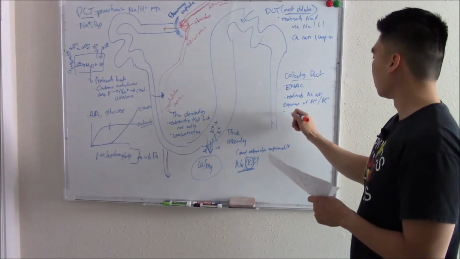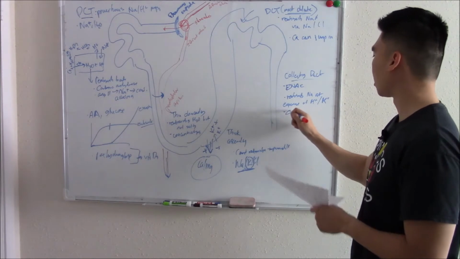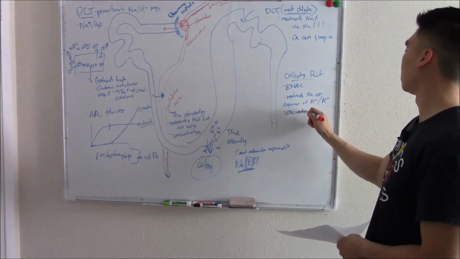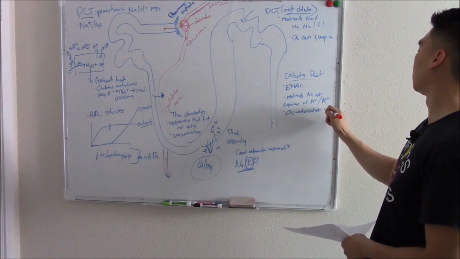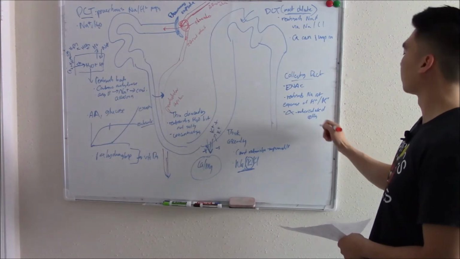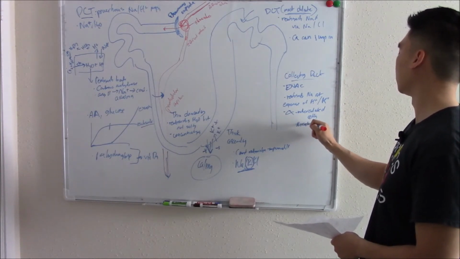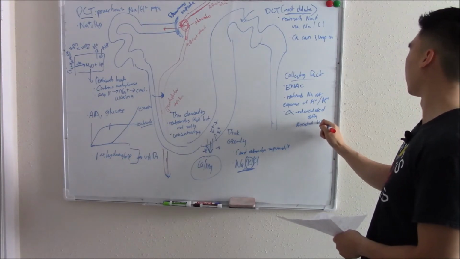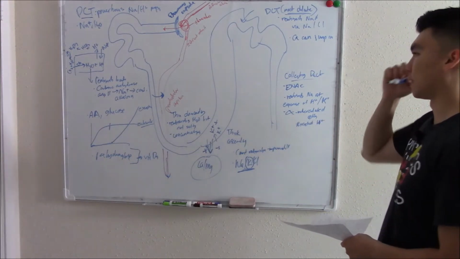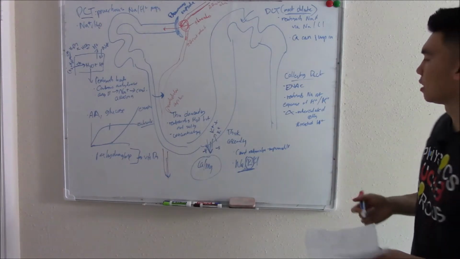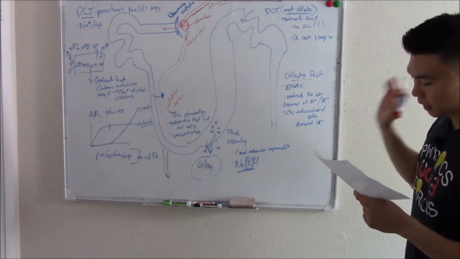It also has another function. There are cells called alpha intercalated cells that help excrete more hydrogen. Maybe you figured this out by now: kidneys are very important for acid-base homeostasis.